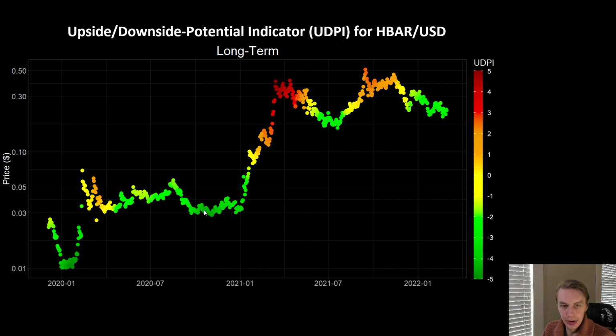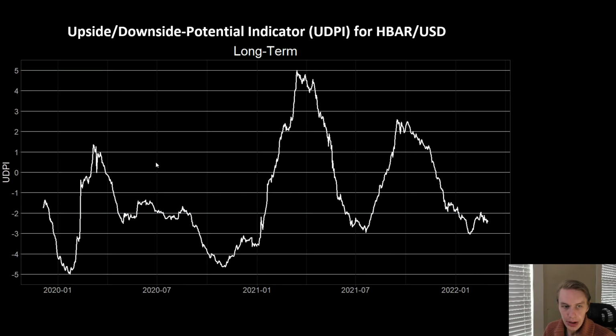And you can see that over the history of HBAR, the UDPI has done a good job of identifying these high risk zones that have preceded these big moves to the downside, as well as these low risk zones that have preceded moves to the upside. And you probably noticed we're actually down at the green zone again, and not too dissimilar from where we were over the summer.